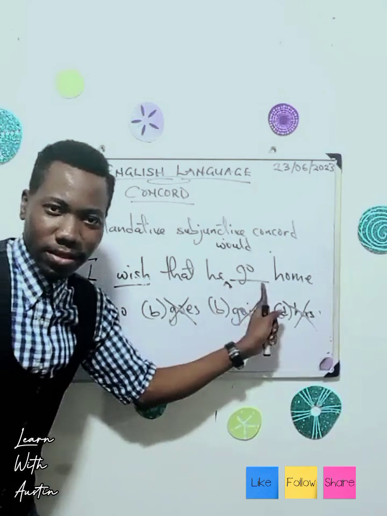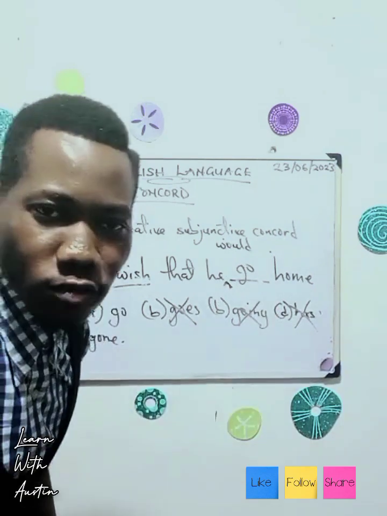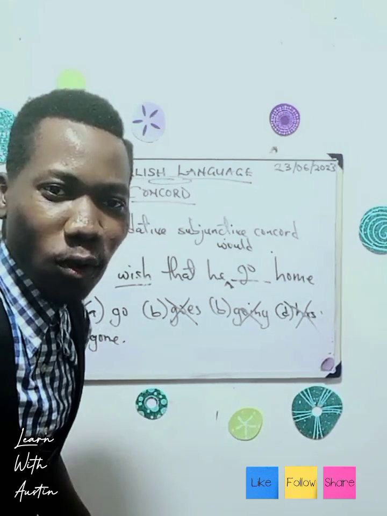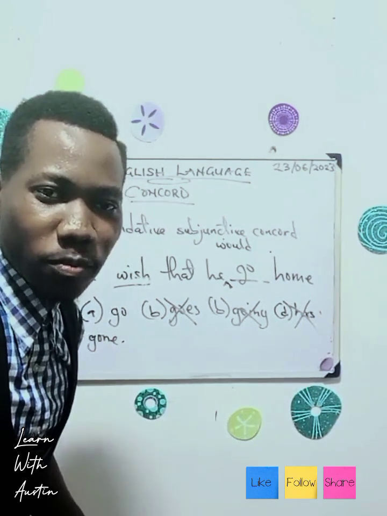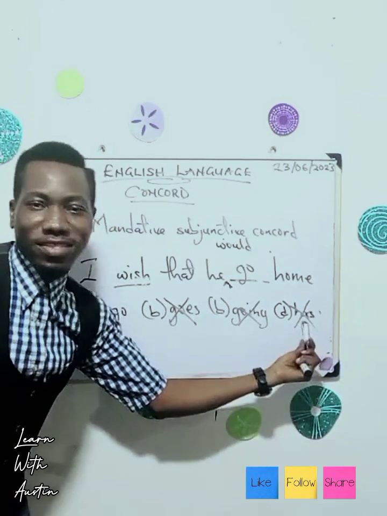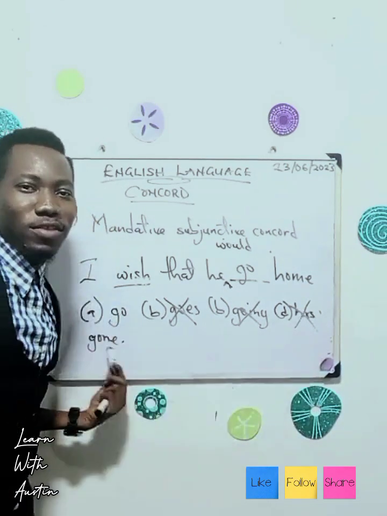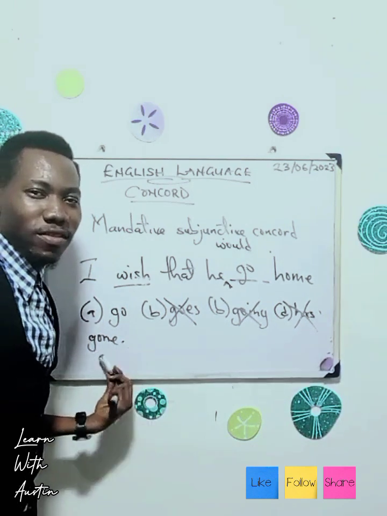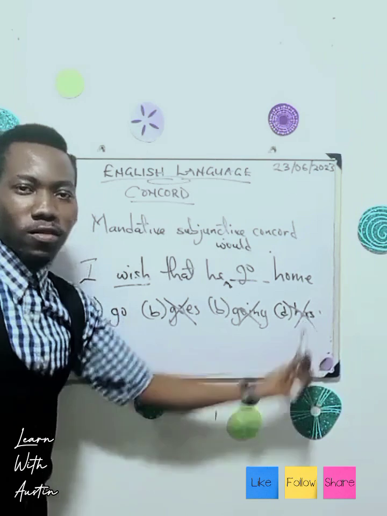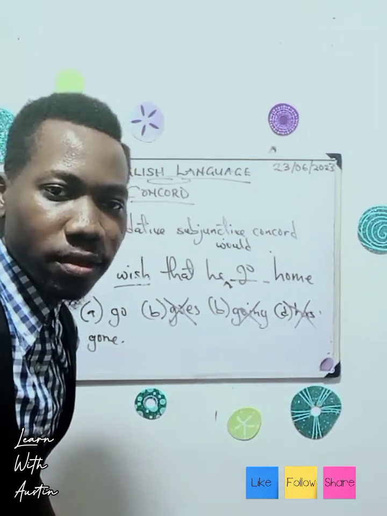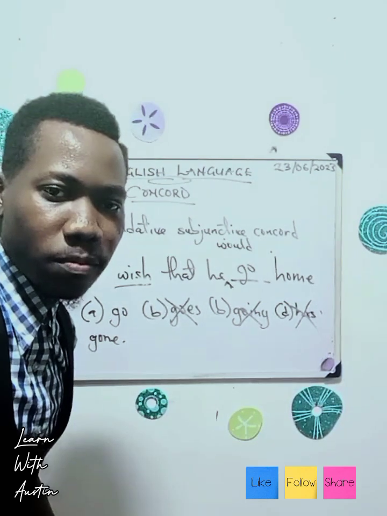Alright, so that's the correct thing. Go and not goes. The answer should be went. No, I wish that he go home. Got is plural. As got, this makes it singular. Got is just past participle, okay? So you cannot tell if it's singular or plural. As makes it what? Singular. I don't see you. Okay, I'm here. Singular subject take plural verb.